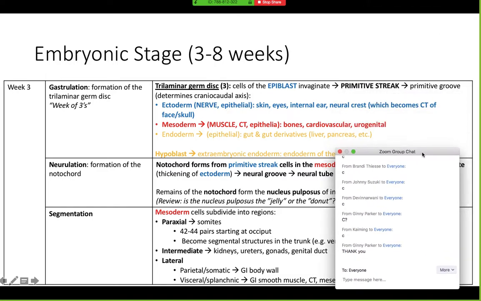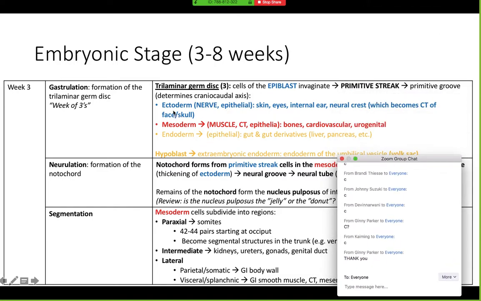I would definitely just have an idea: the ectoderm is contributing to the formation of nervous tissue. The mesoderm is forming muscle and CT, or connective tissue. And then the endoderm is responsible for, also all 3 are responsible for epithelia, but also gut and gut derivatives. So start getting an idea of what type of tissue these structures are derived from.